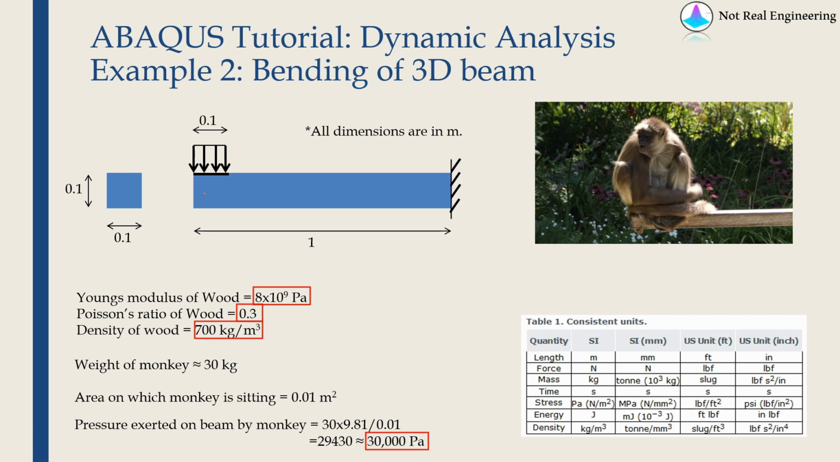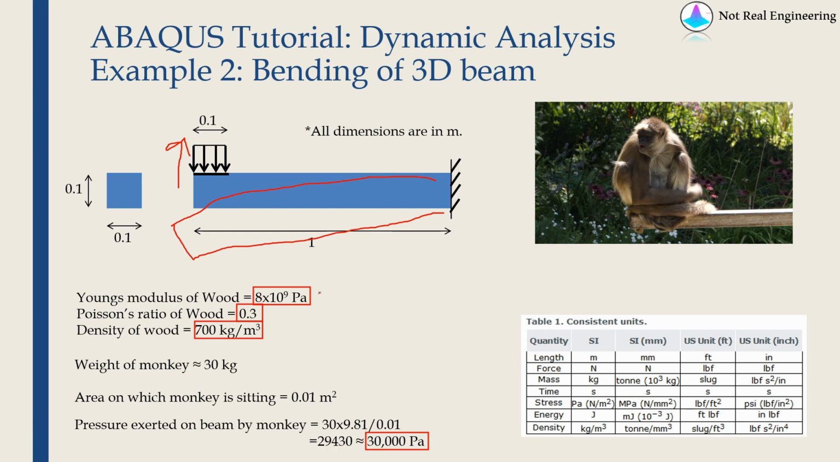Now we are going to assume the monkey jumps from the beam. Because of the monkey's weight, the beam will be deflected like this. And when the monkey jumps from the beam, it will come back to its original position, but because of inertia, it will not stay here. It will go further away and it will start oscillating. So in dynamic analysis, we are going to see how this beam oscillates after the monkey jumps.